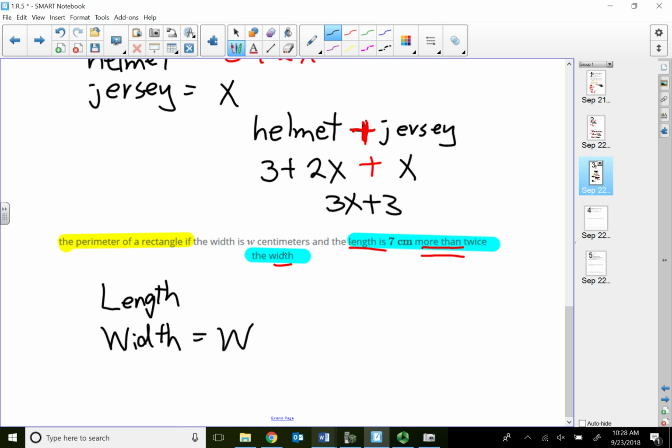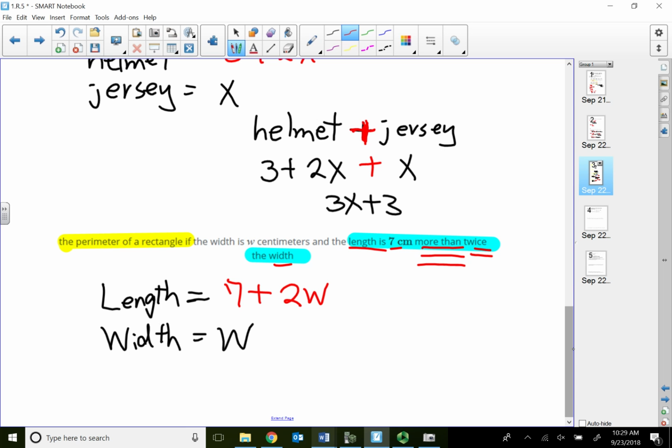Now, since this problem already told me the width is going to be W, which makes sense, because width is listed at the end, so we assume width is X. Rather than using X, they want me to use W. So let's go back and translate for length. Length equals: when I see 7, I write 7. When I see more than, I write plus. When I see twice, I write 2 times. 2 times who? The width, which is W. All right, so this is just translating for your 2 items.